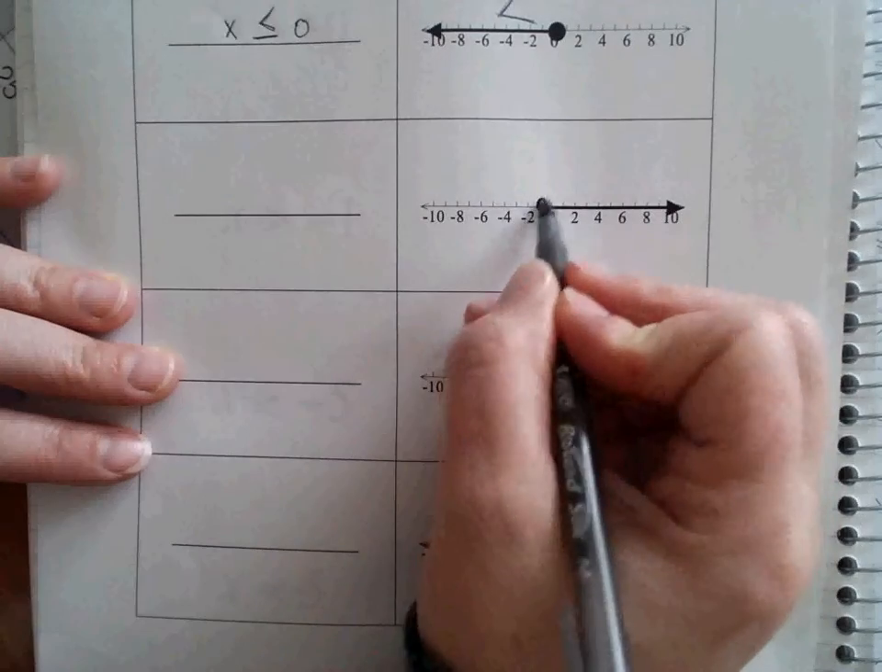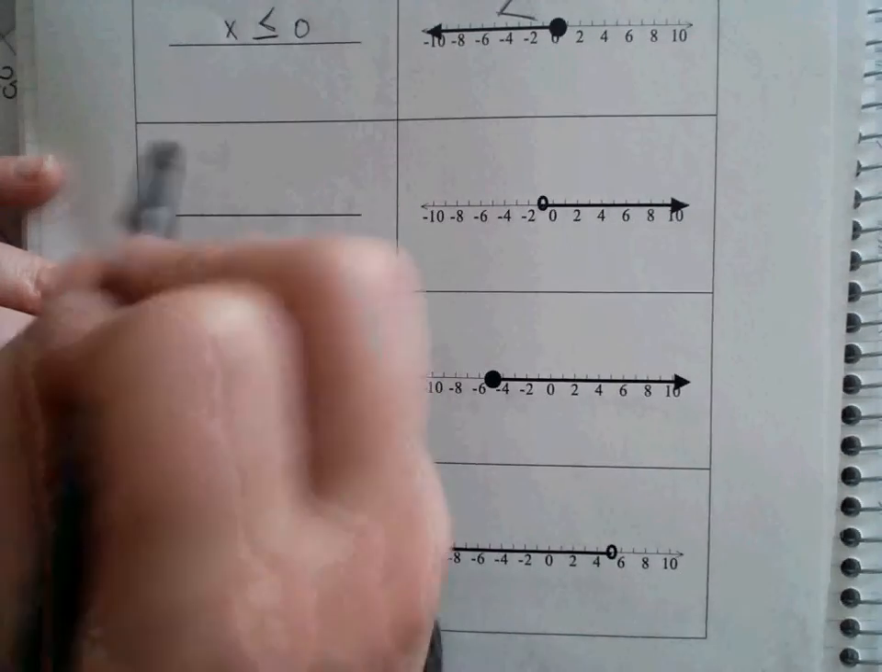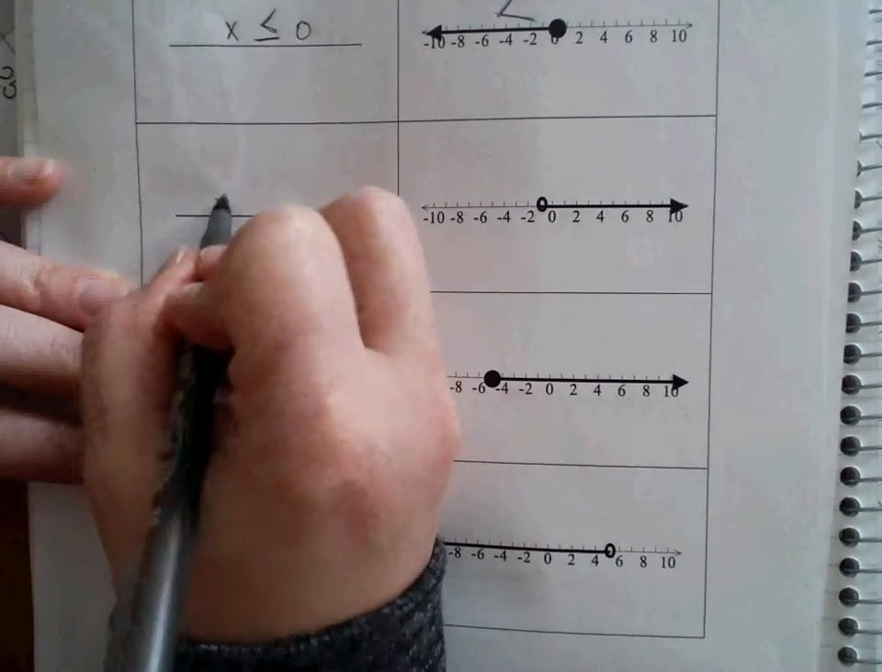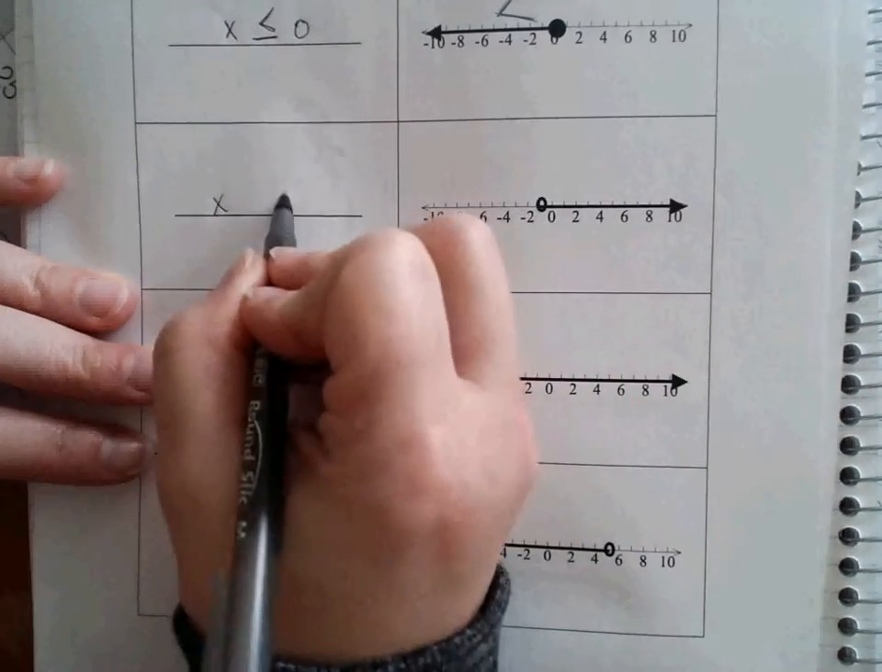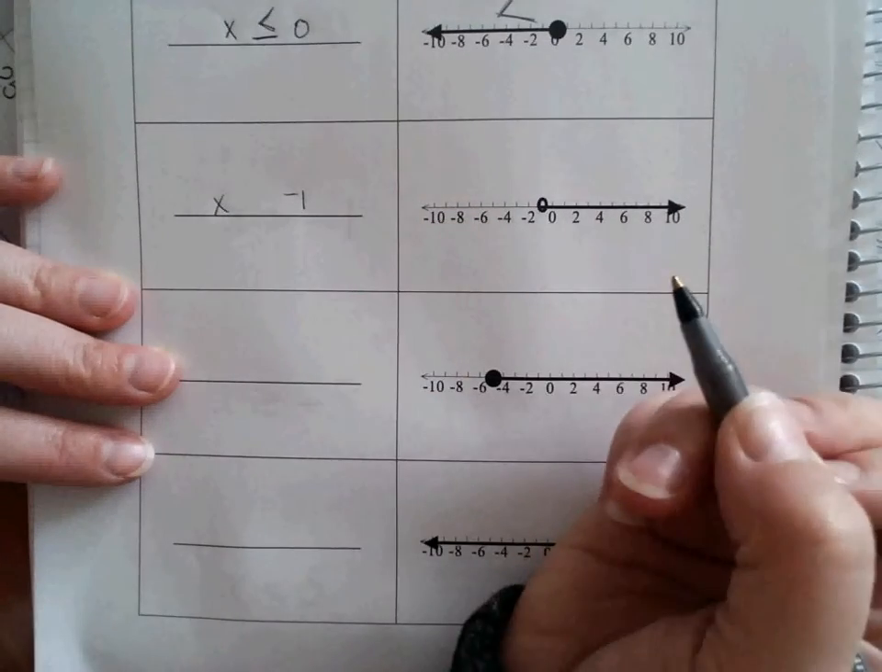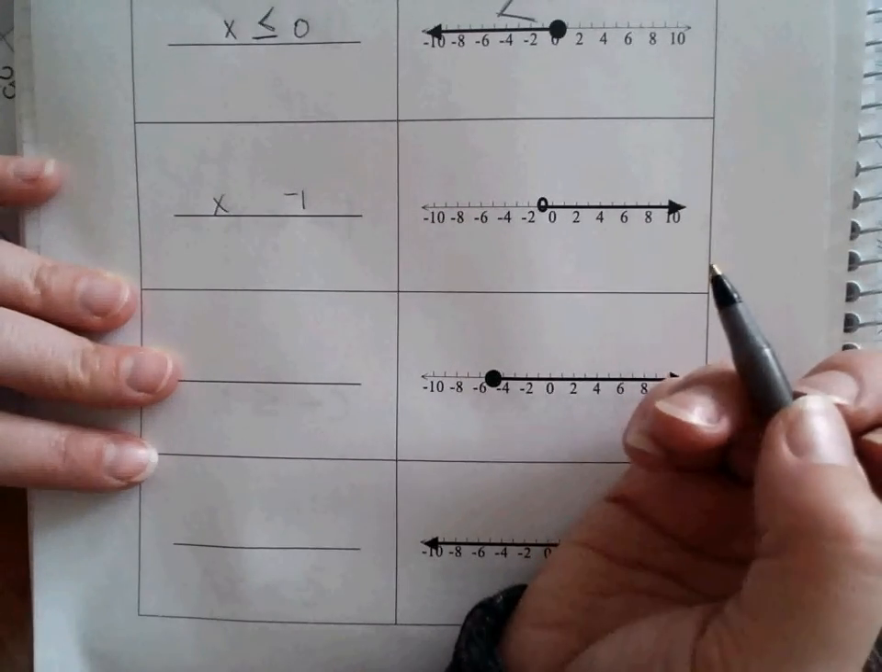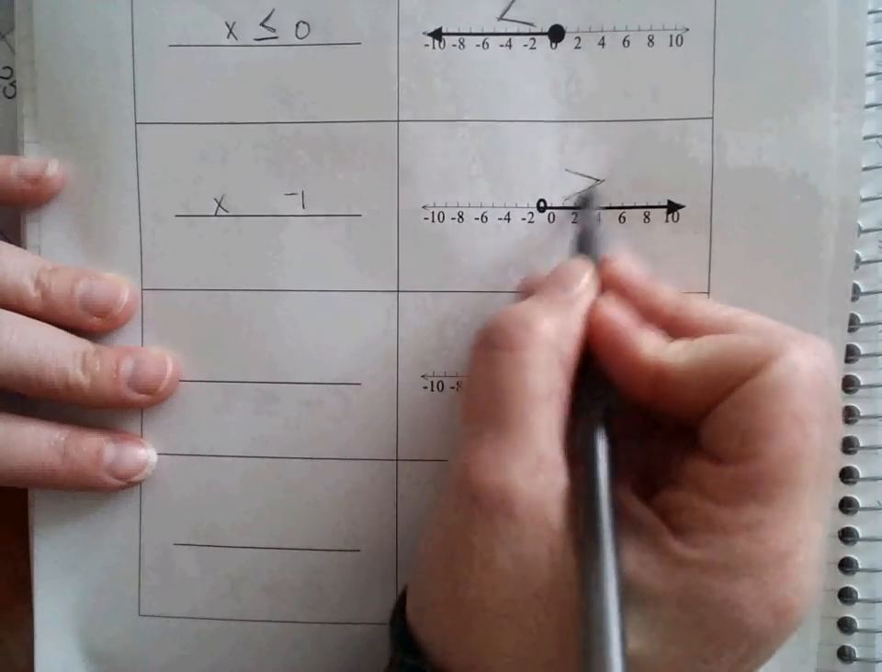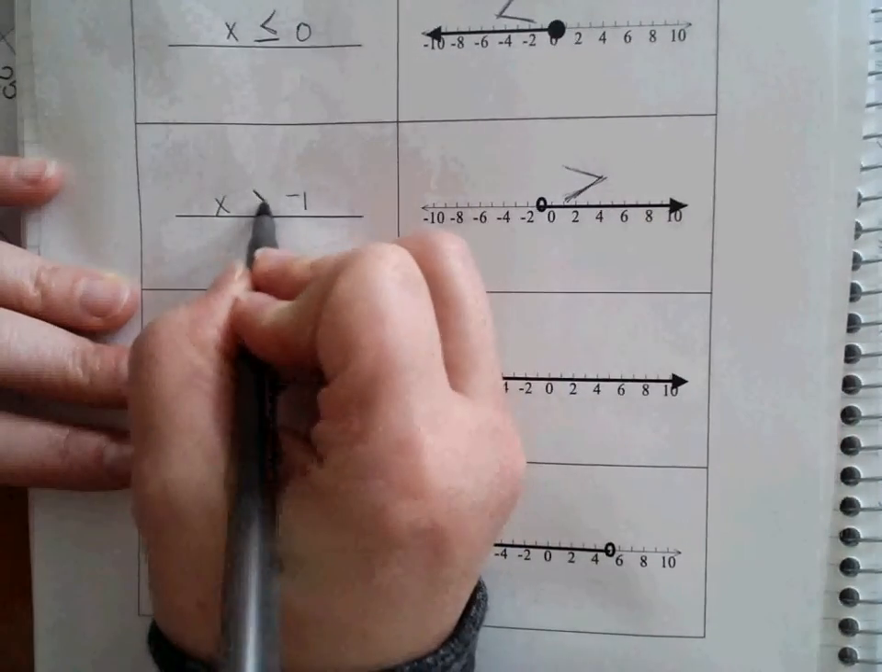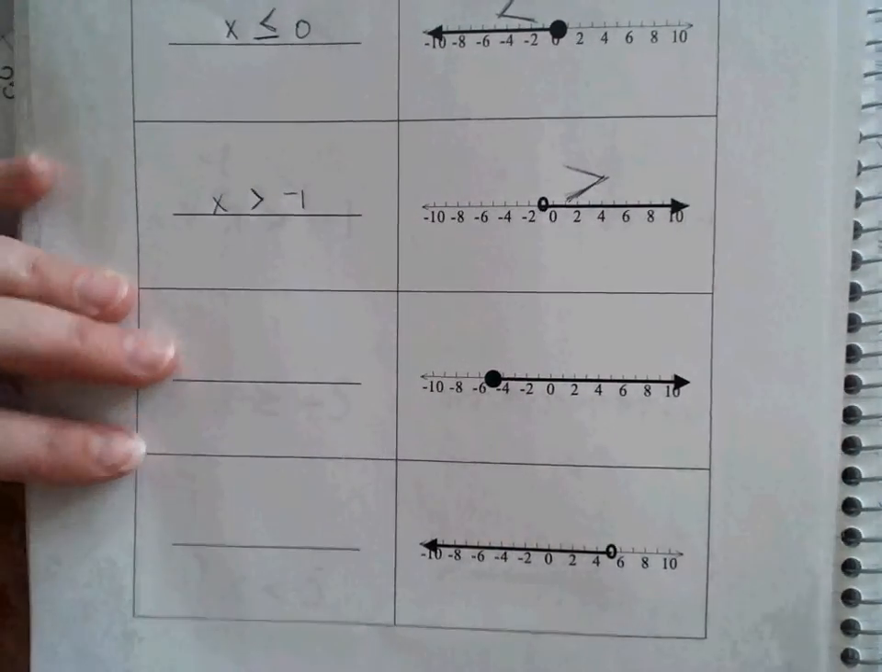Let's look at the next one. It's not colored in. This time it's over negative 1. So I'm going to write my variable. I'm going to use x. It's over negative 1, so I'm going to write negative 1. It's not colored in, so there's no equal to line that I'm going to draw here. Everything's going to the right, so I'm going to do a greater than symbol.